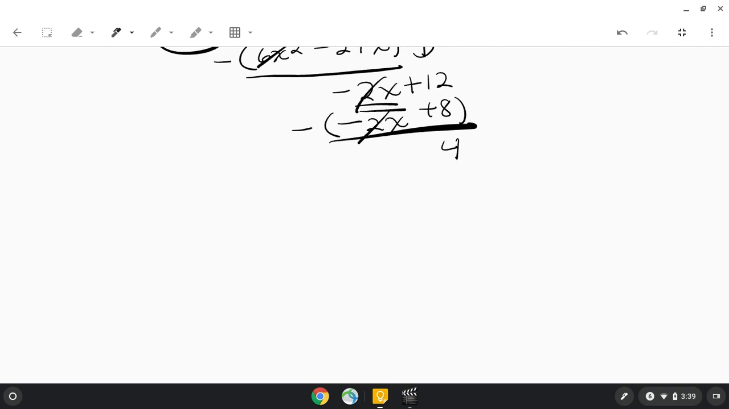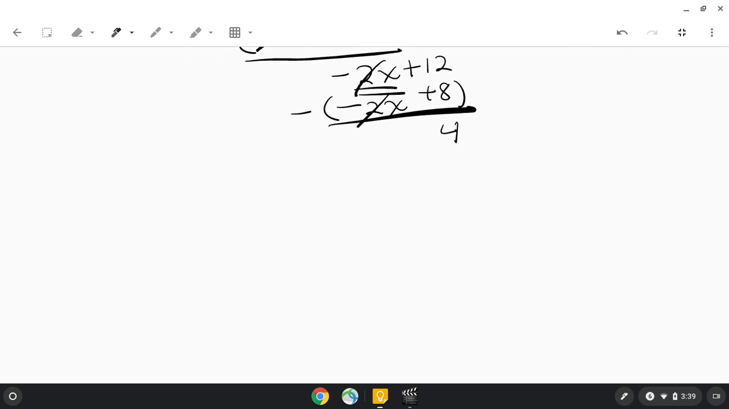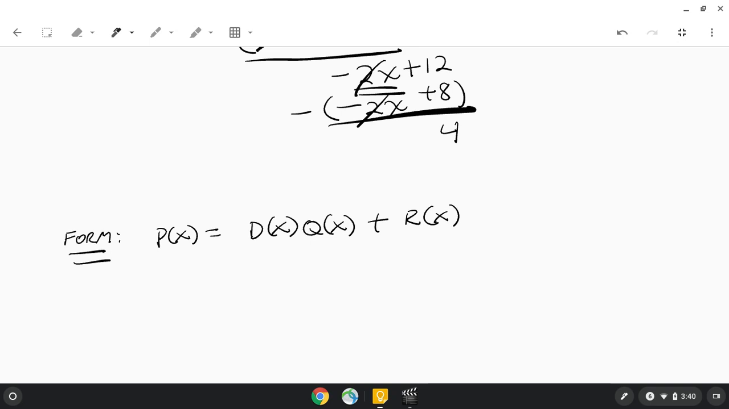You might come across some homework problems that say, write the function as a product and a sum. Let me show you what that means. They might ask you to write your polynomial as a product of two polynomials plus another one. I'll tell you what each of these represents.